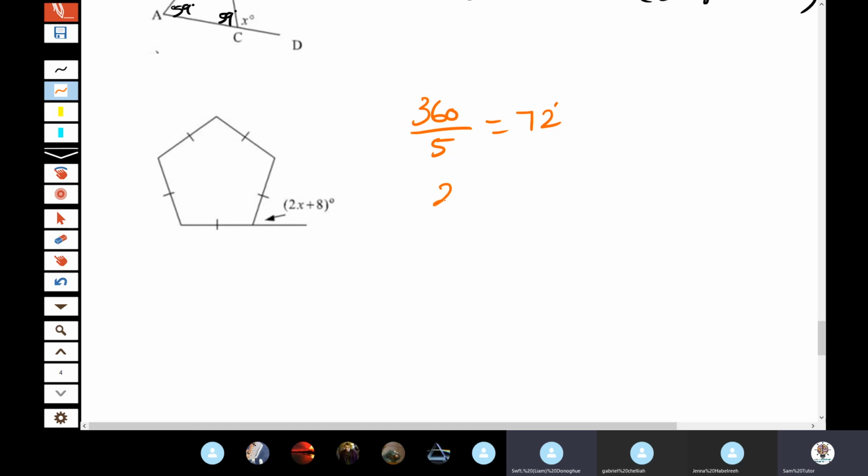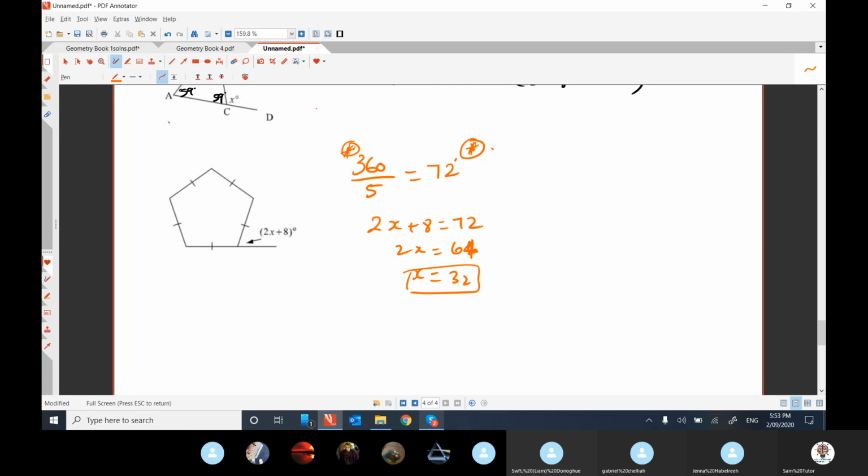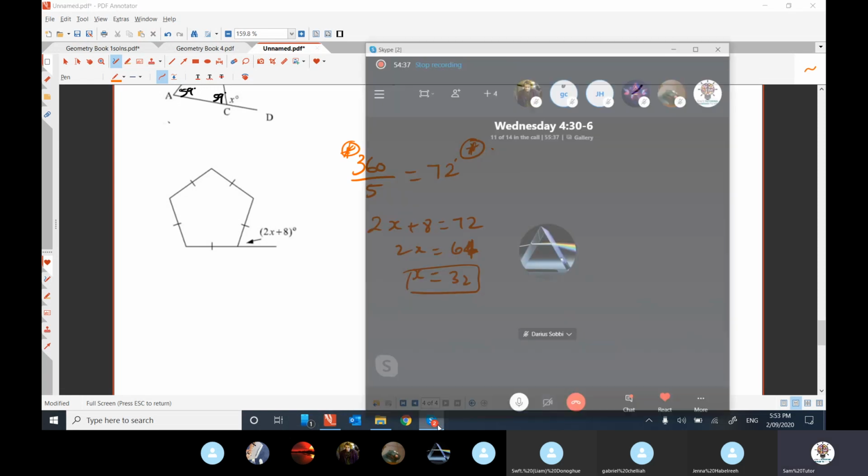And then 72 equals 2x plus 8. Yeah. 2x equals 64. And then obviously x equals 32. That was an easy one. You just needed to know that extra knowledge there. All right. I'm pretty happy with that. This is what we're going to do.